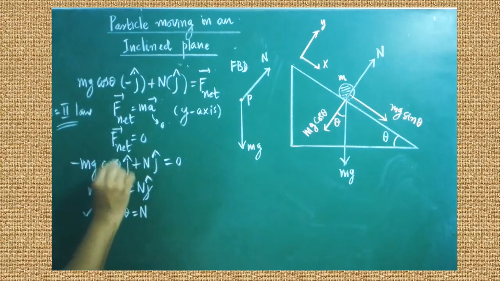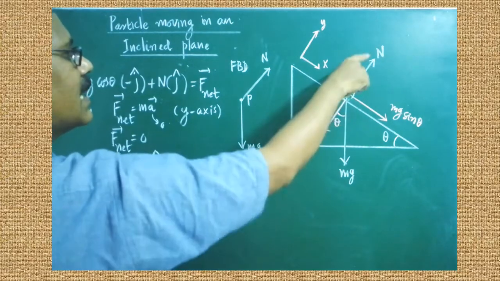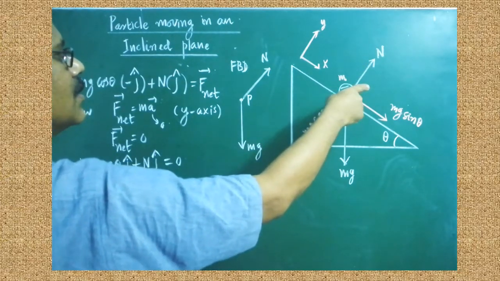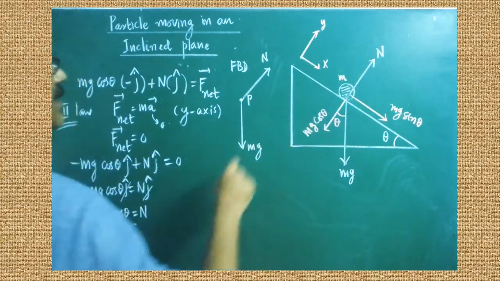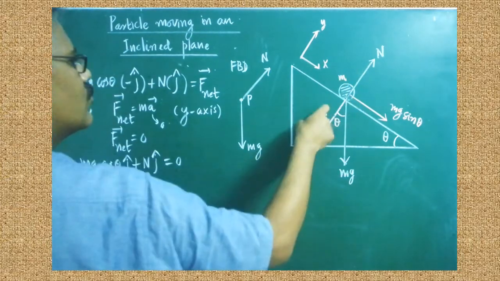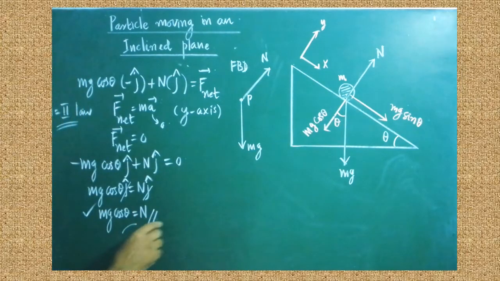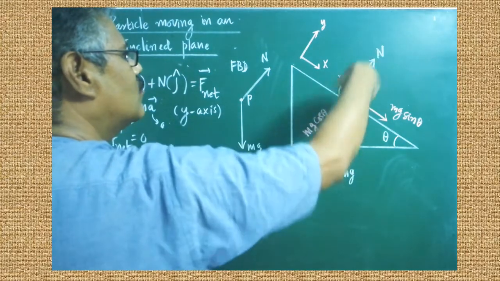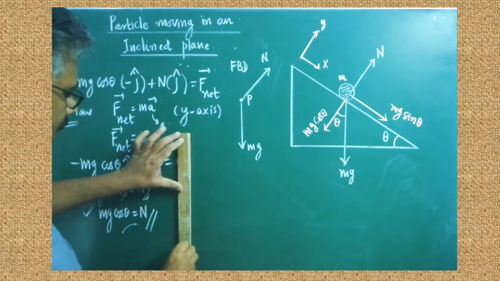So from this, what have you understood? The mg cos theta and the normal force are both acting in opposite directions, but their magnitudes are the same. Equal and opposite forces are acting. When equal and opposite forces are acting, the body can't move. So it shows that there is no movement of the body in the y direction. So the y component movement is analyzed.